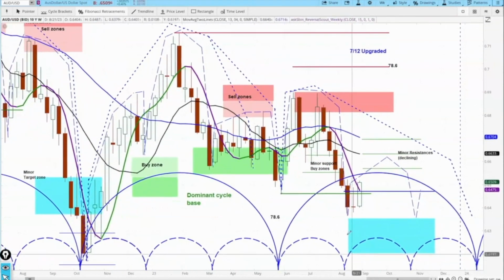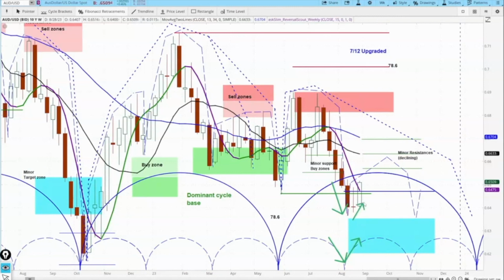Right here, we were looking for a minor third weekly low to form. That's this sell-off, and now this rally. Now, the dominant energies in the Aussie dollar, US dollar are pushing down. Why are we saying that?